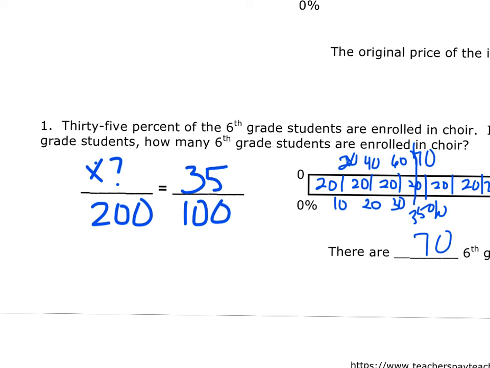Let's go back over here. If we just use our proportion and not the percent bar, our relationship here is from 100 to 200. How can 100 become 200? Times 2. 35 times 2 is 70. So either way that you want to work out the problems, this is how you would do it.